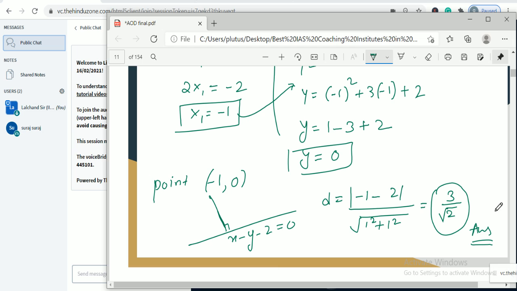Okay. Are you getting this concept? How to find the shortest distance between two curves using the concept of parallel tangent. Okay, isn't it? Okay, fine.